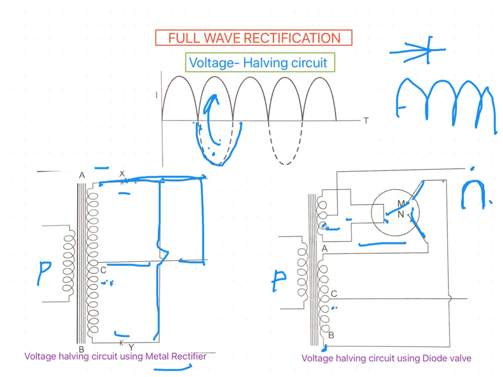So now we are going to rectify the other half cycle into the same direction. Then what will happen? Again we have to change the charges in A and B. Now A should be positive and B should be negative.